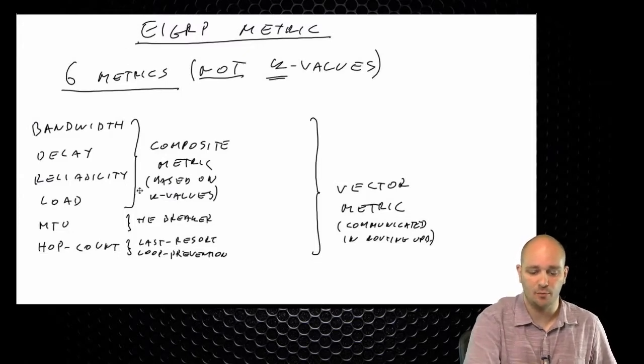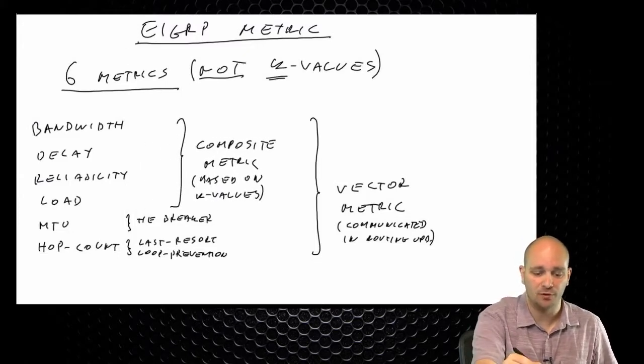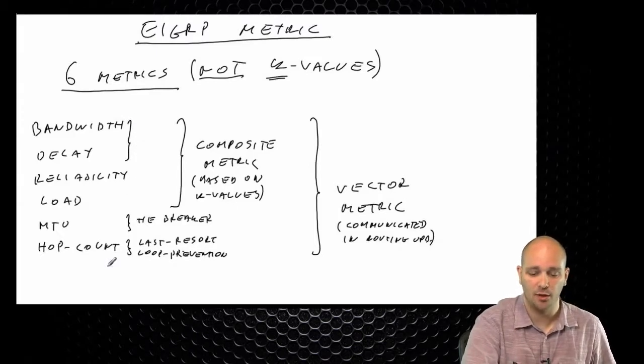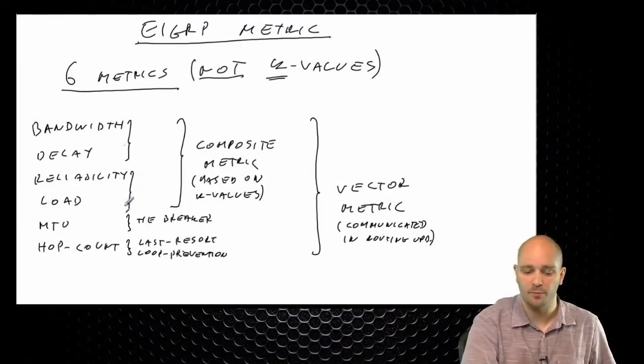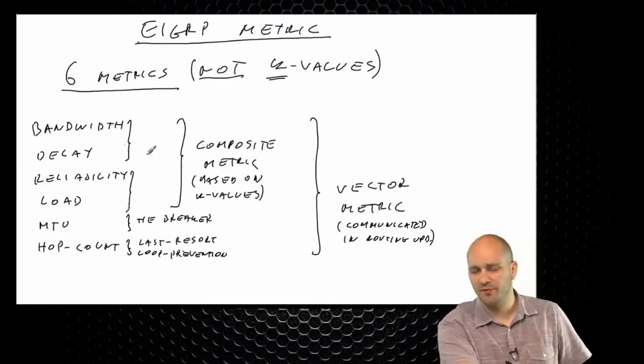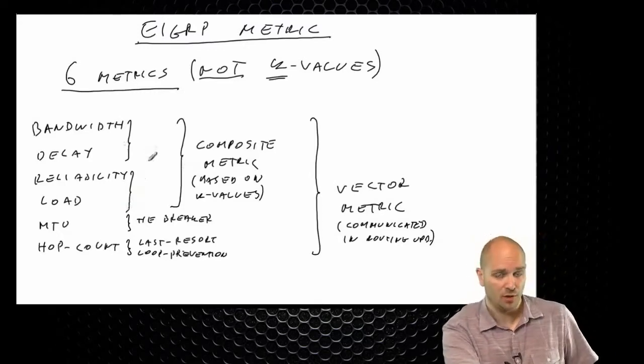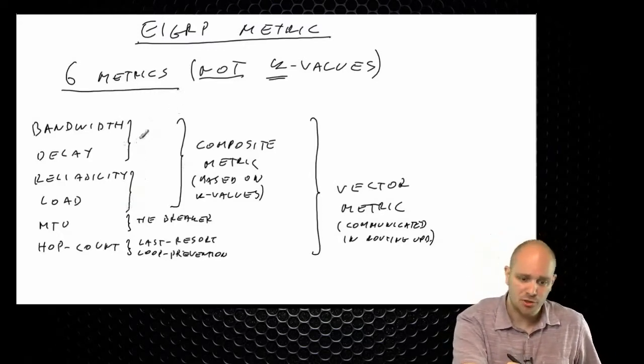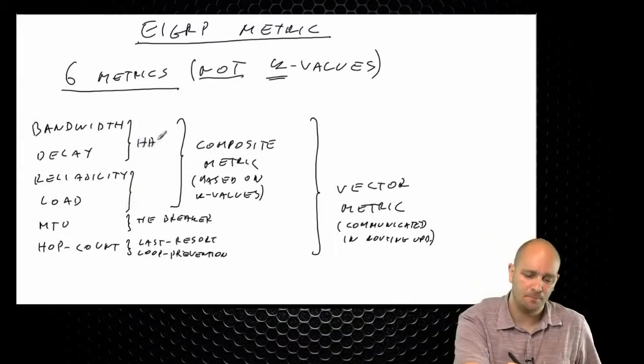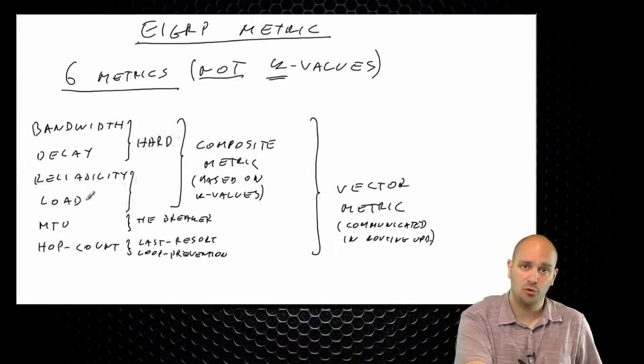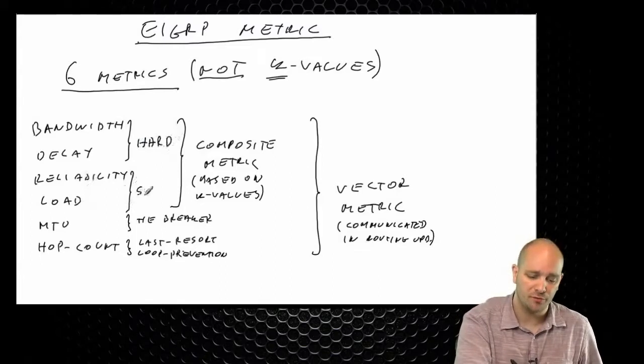To make things even more interesting, by default, EIGRP uses only bandwidth and delay for calculating the composite metric, but you can also specify to use reliability and load. But they also have very different behavior. Now, this is not something that you will find in any books or the training material, but I personally like to call bandwidth and delay hard metrics, and I like to call reliability and load soft metrics.